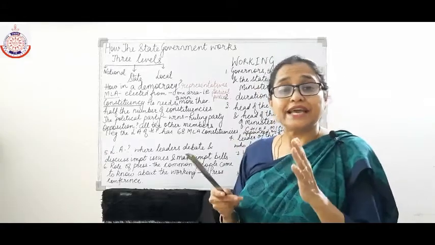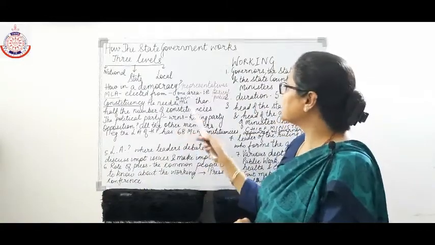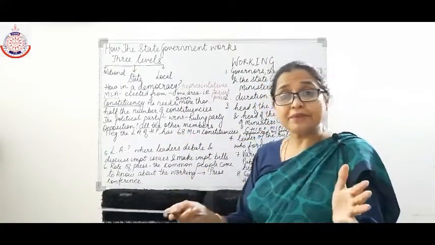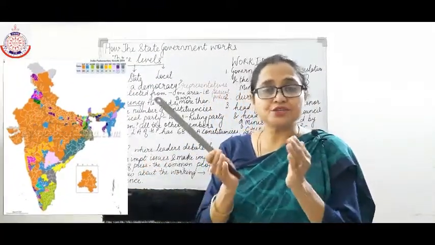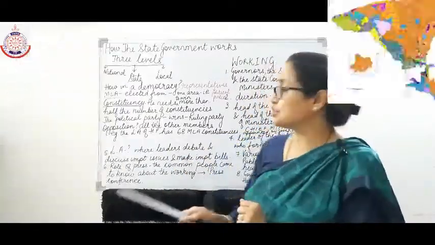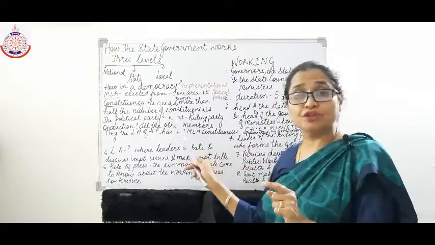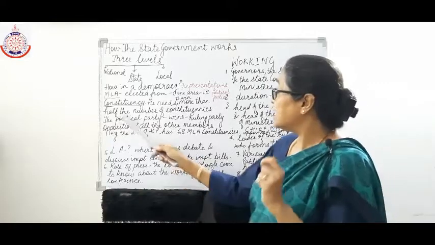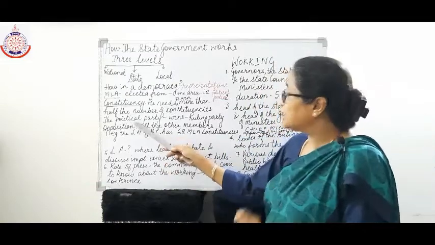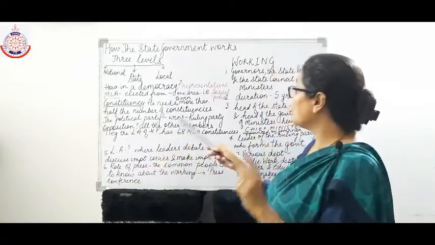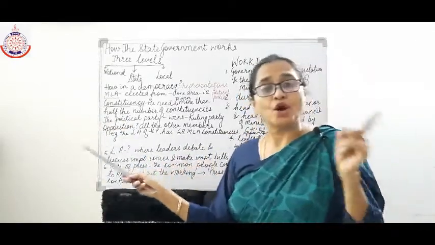Now these MLAs, that is the members of legislative assemblies, are elected from one area. Area meaning constituency. Now what is a constituency? The state is divided into small areas known as constituencies. Now a party needs to win more than half the number of constituencies in a state in order to become the ruling party. The political party that wins is also known as the ruling party, and the rest of the members are known as the opposition.